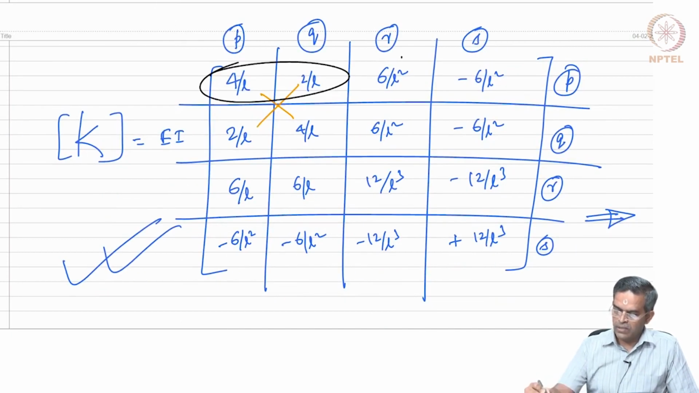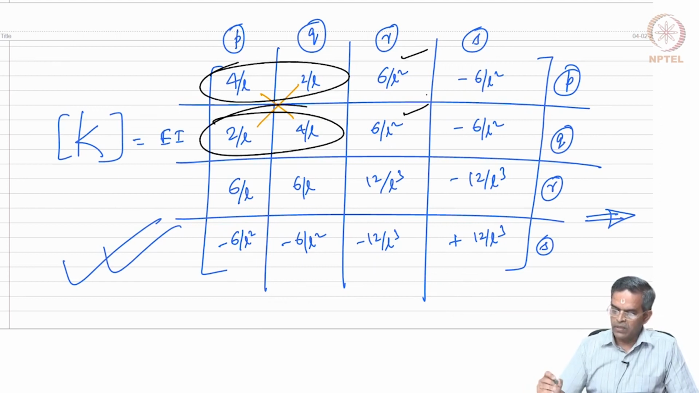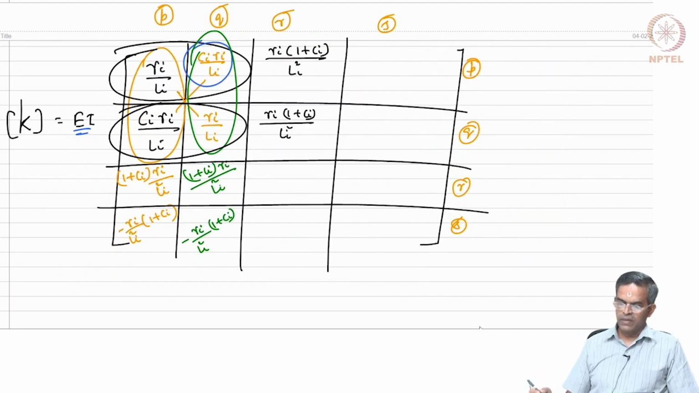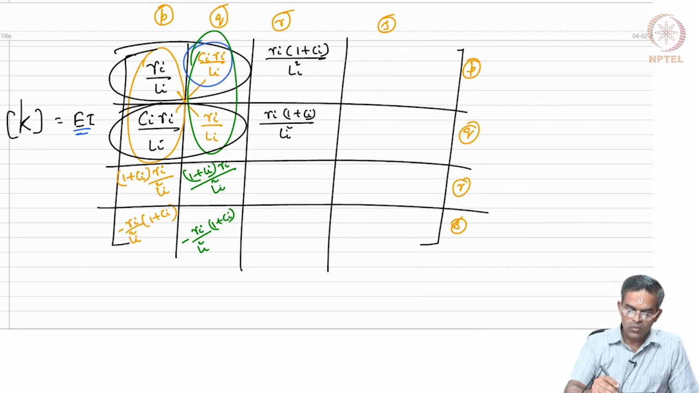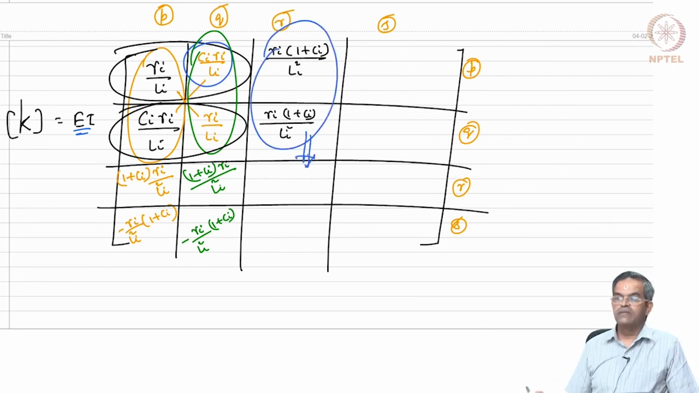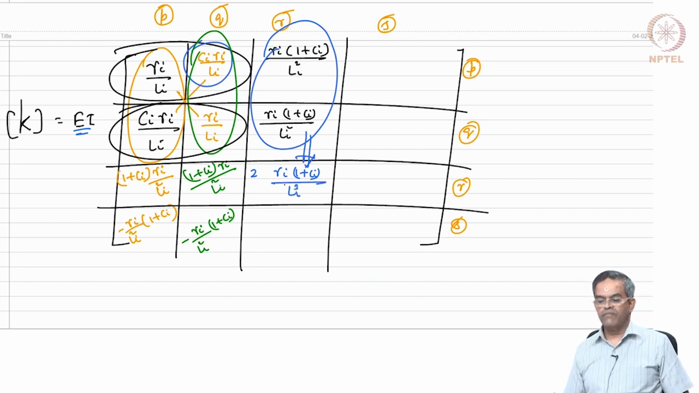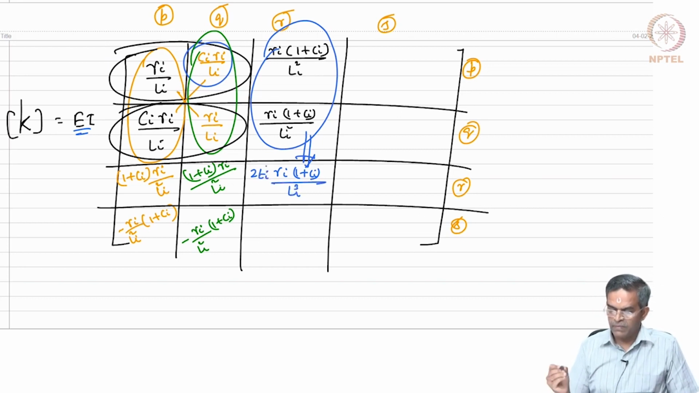Sum of these two by L is this. Same way here. Sum of these two by L will be this, which will be 2 times of Ri 1 plus Ci by Li cube. Since it is a translation function, I put Ti here.